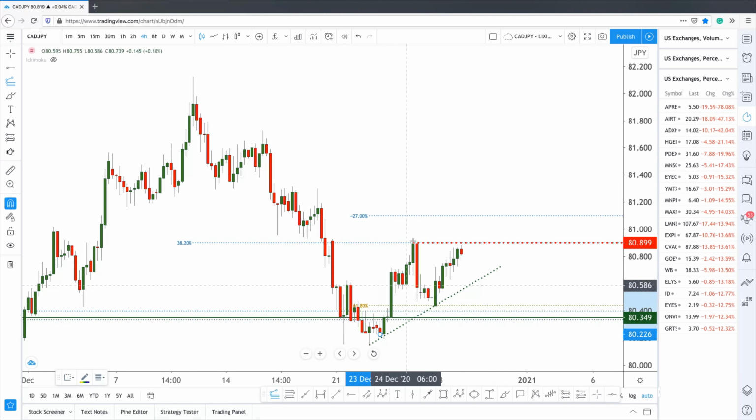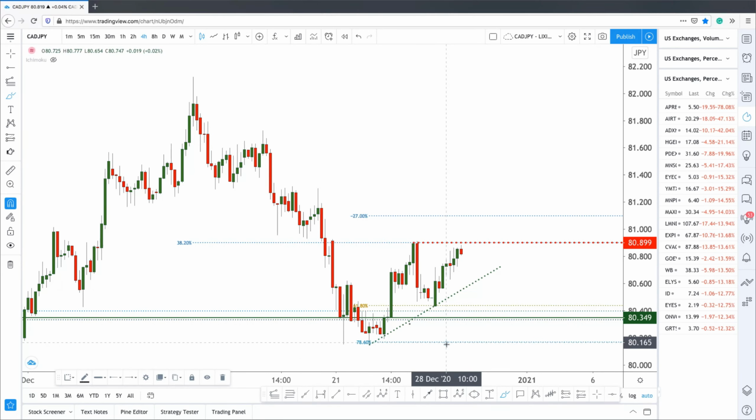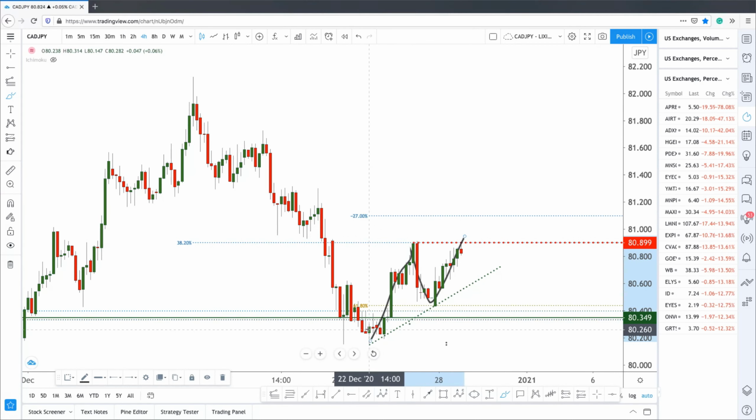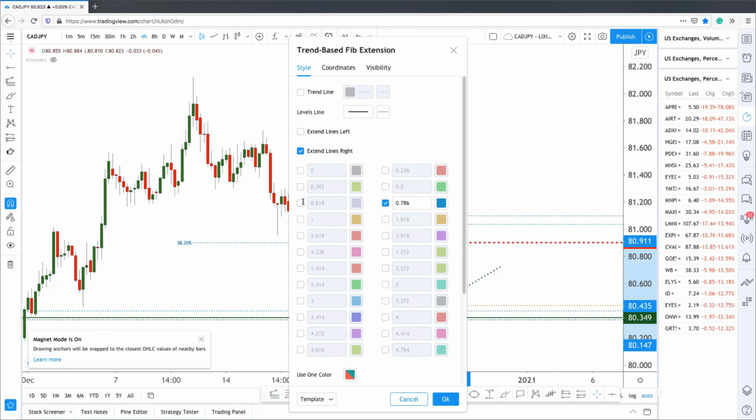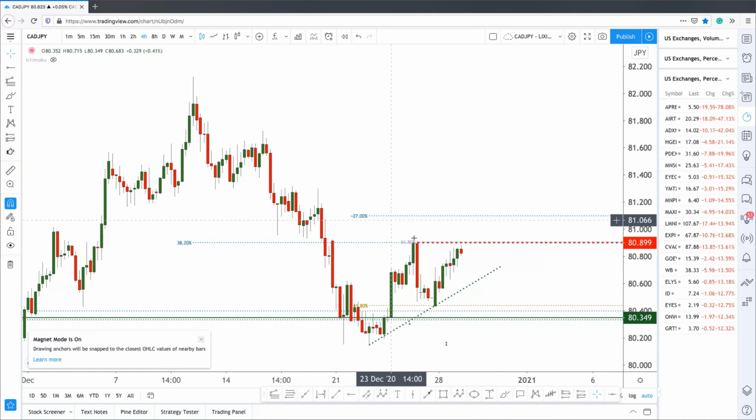And an extension level, you can see that it lines up very nicely. This zigzag here. Sorry, just bear with me for a while. I can't get the magnet mode out. Okay, this zigzag. You can see this extension. So same thing, I'll just take 3 points. 1, 2, 3. You can see the 61 extension ends up here as well.